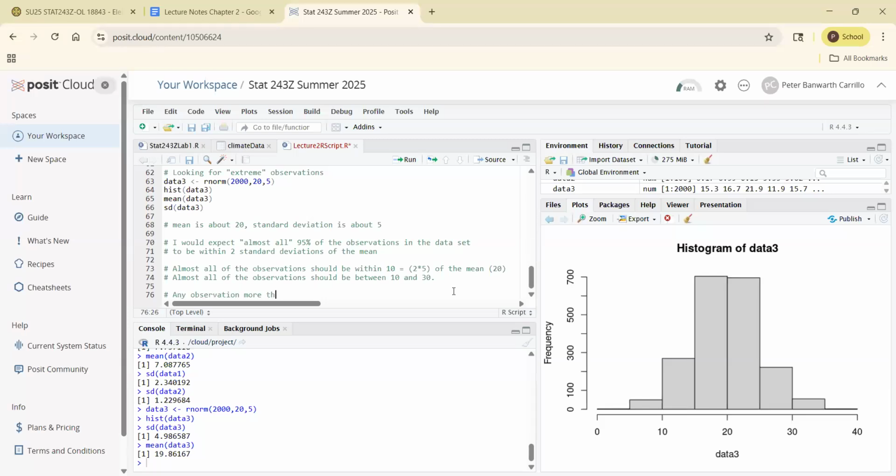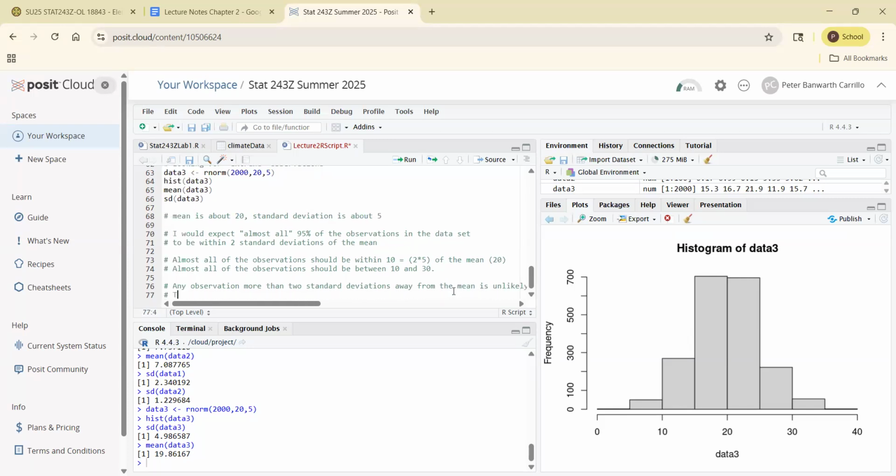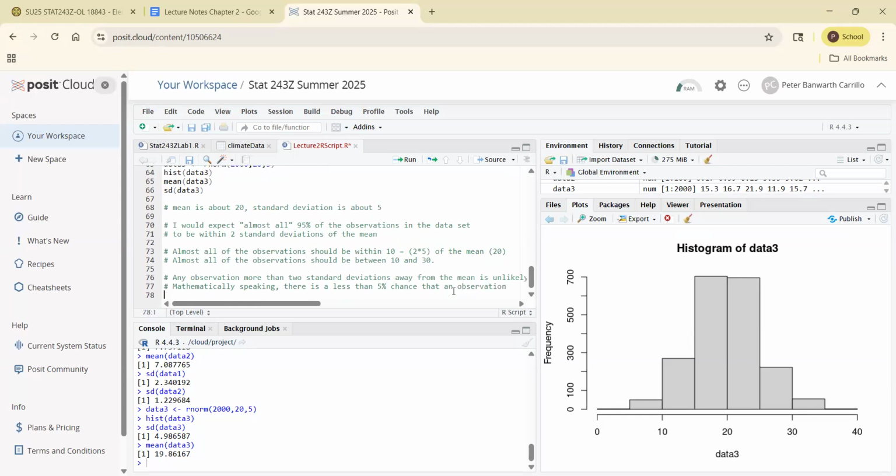Any observation more than 2 standard deviations away from the mean is unlikely. Mathematically speaking, there is a less than 5% chance that an observation will be more than 10 units away from the mean, more than 2 standard deviations away from the mean.